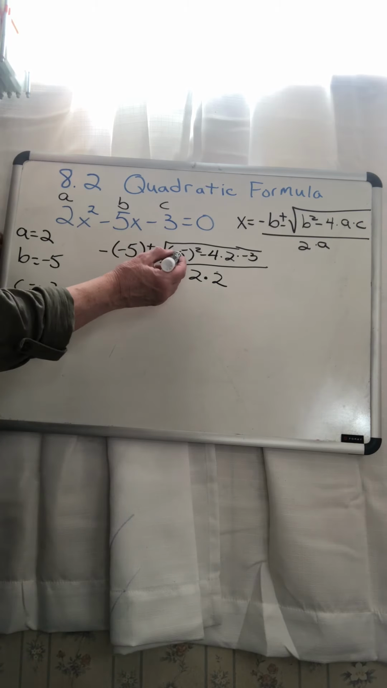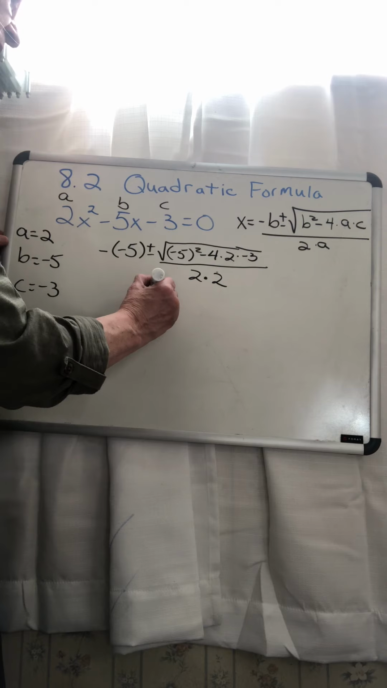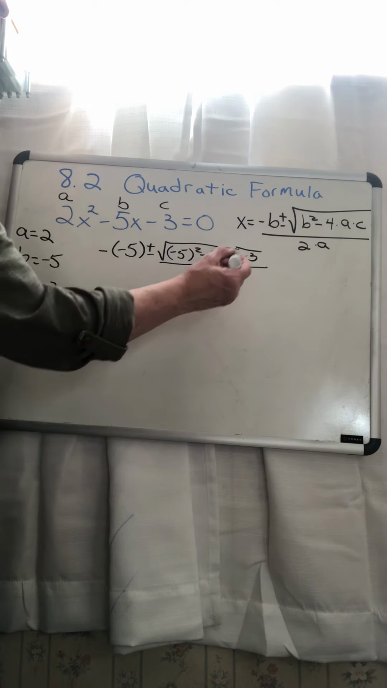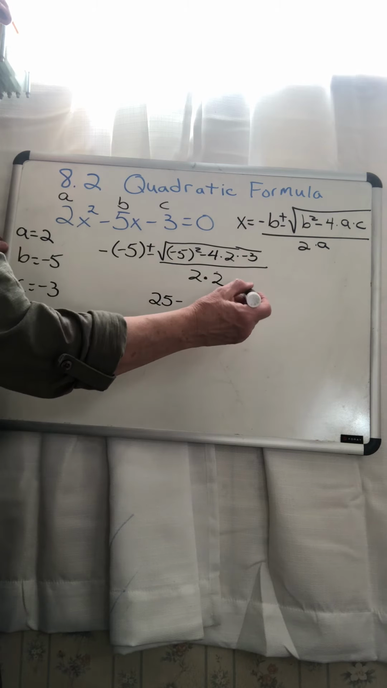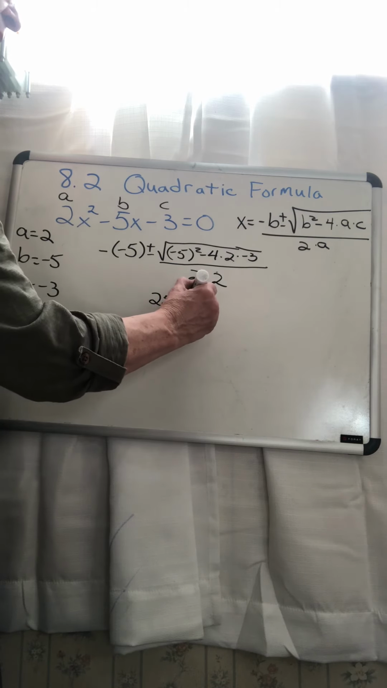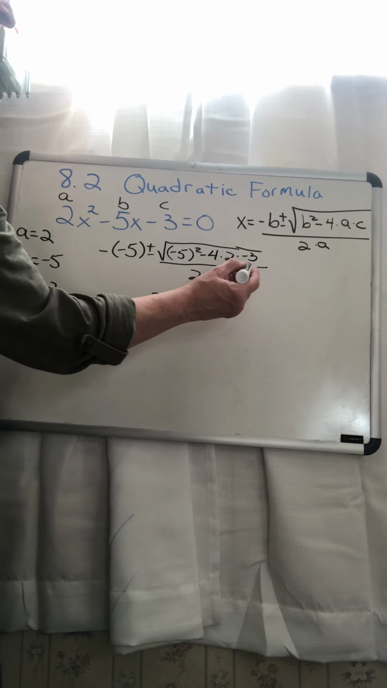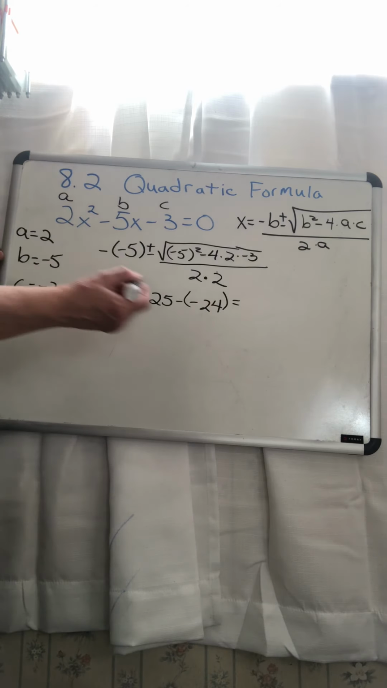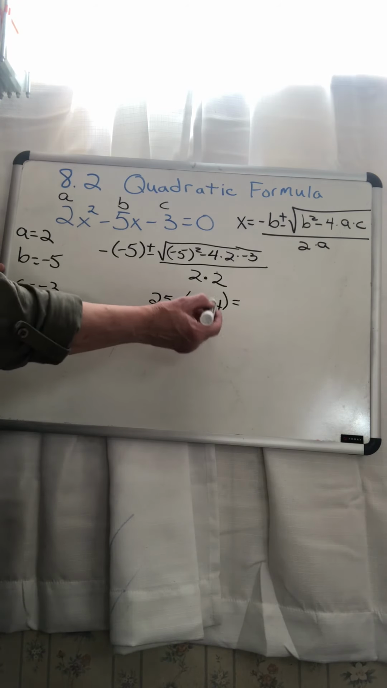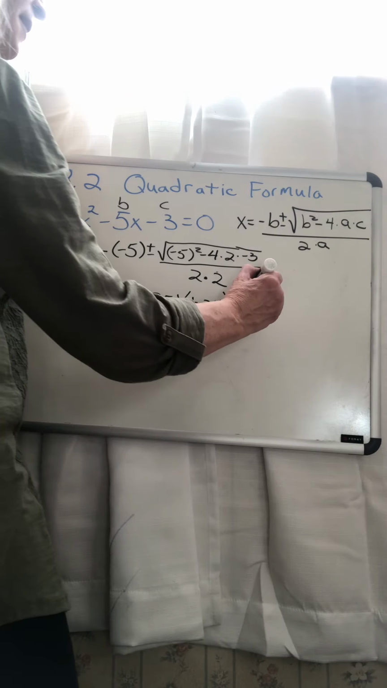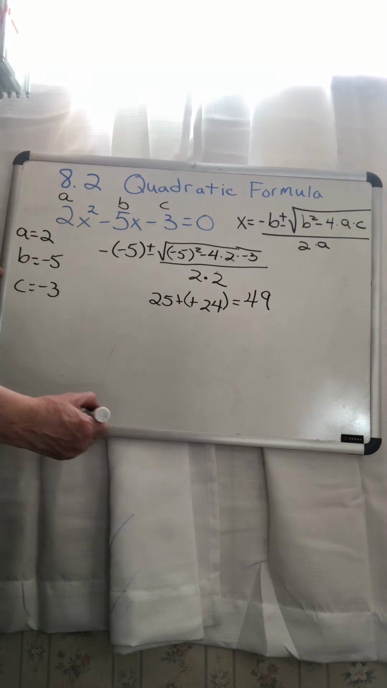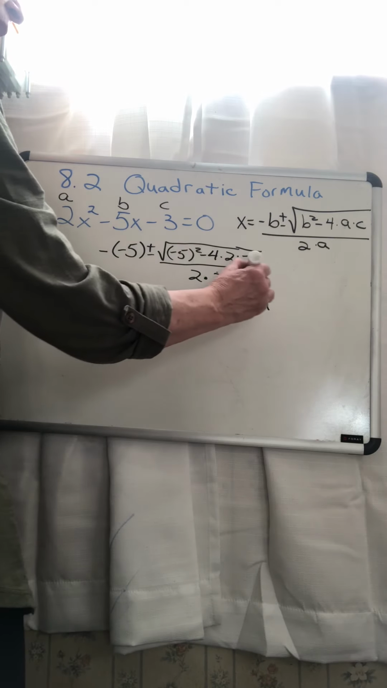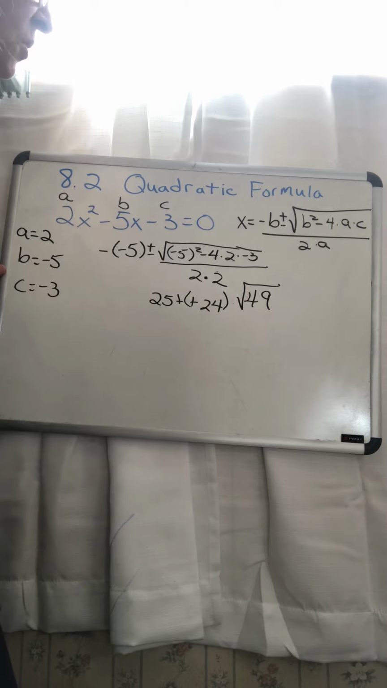So we have 5 squared, which is 25, minus 4 times 2, which is 8, 8 times 3, which is 24. So we have minus a negative 24. The c was negative 3, that's obvious, huh? So 25 minus a negative 24 gives us a positive 49. So that's what's in our radical now. We've simplified everything that was inside of it, so now we have the square root of 49.